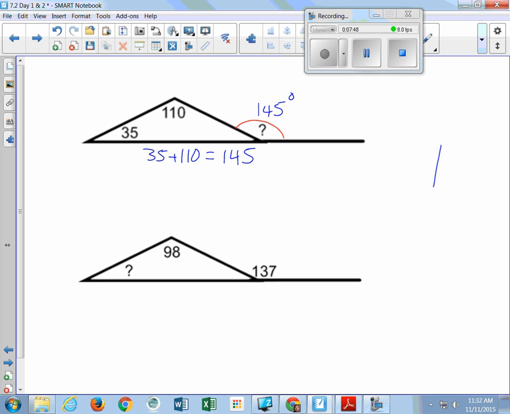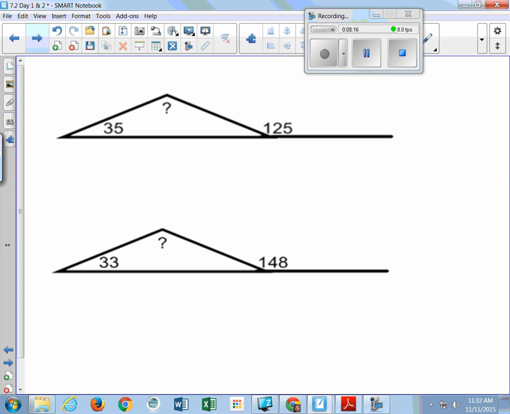This time it gives us an exterior angle and one of the interior angles and wants us to find the other interior angle. So we're just going to do the opposite of what we did on the first problem. We're going to take the exterior measurement and subtract the interior to get the other interior. 137 minus 98 is 39. So this is 39 degrees.